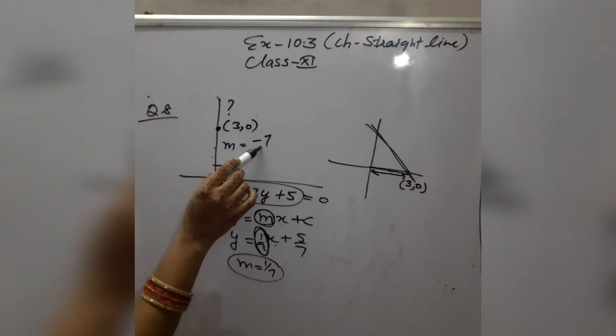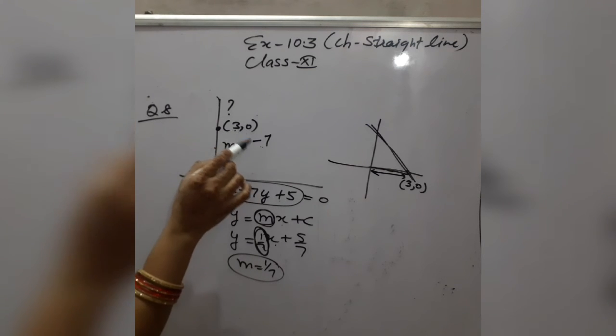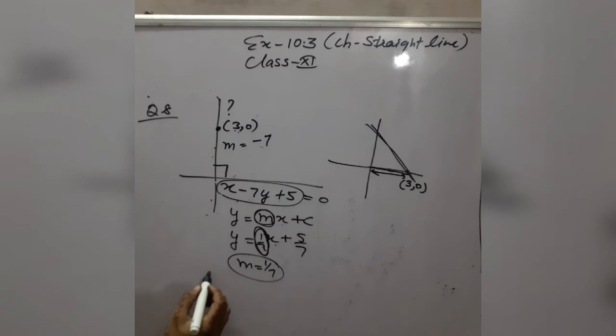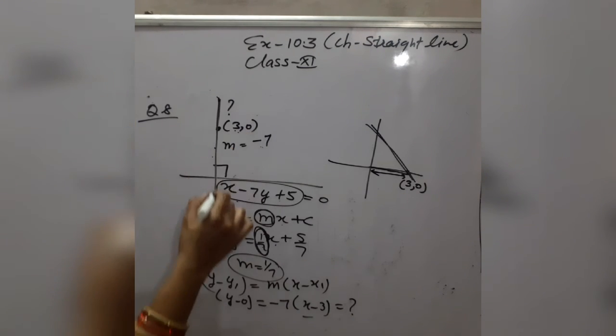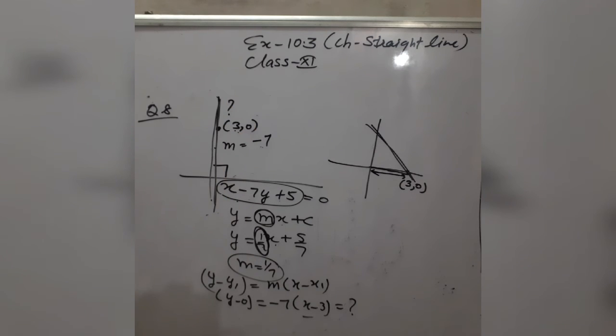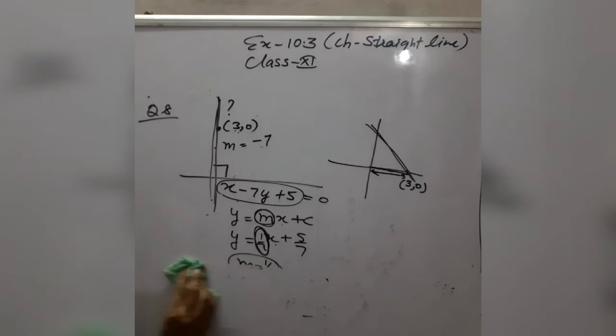So now we know the value of slope as well as one point. So with the help of the point-slope form, which is y - y1 = m(x - x1), here write down y - 0 = -7(x - 3). Simplify it, you will get the equation of this perpendicular line. So this is question number 8. I hope all of you understood this.